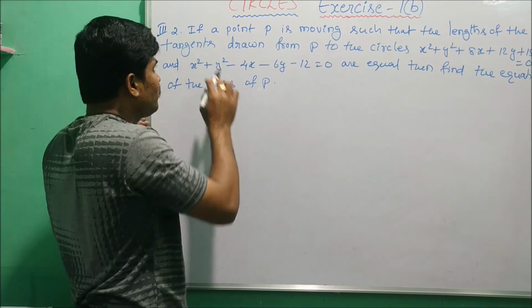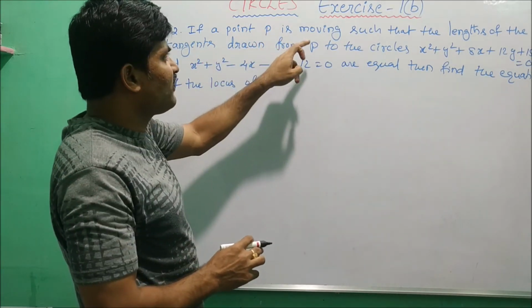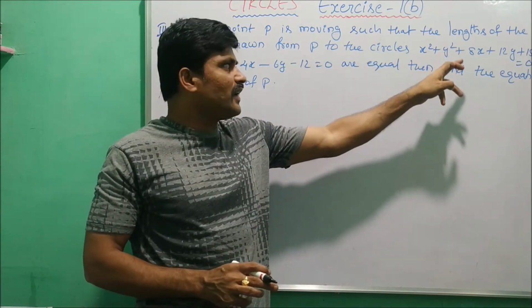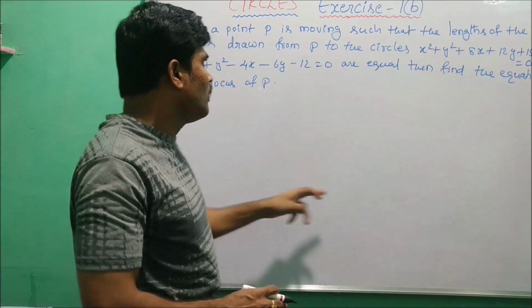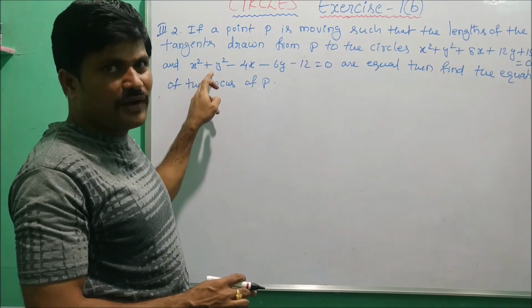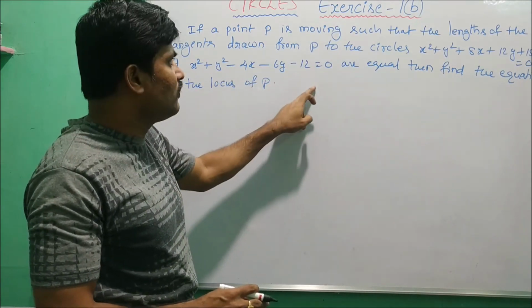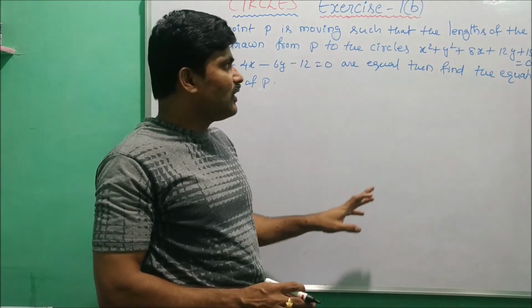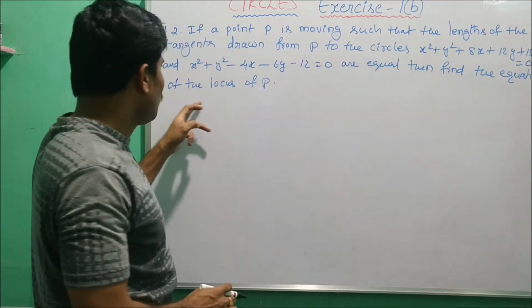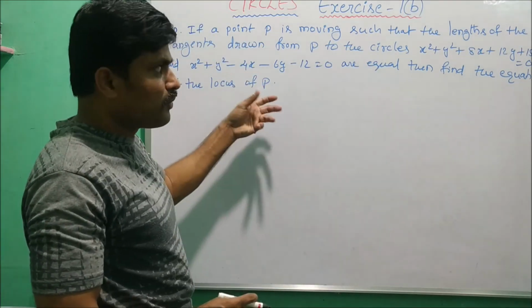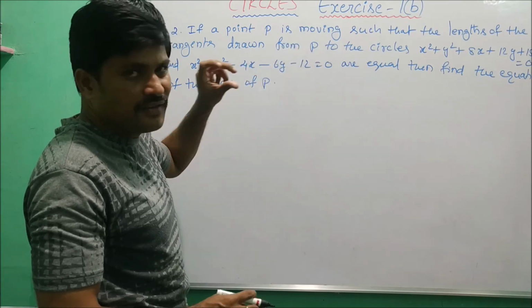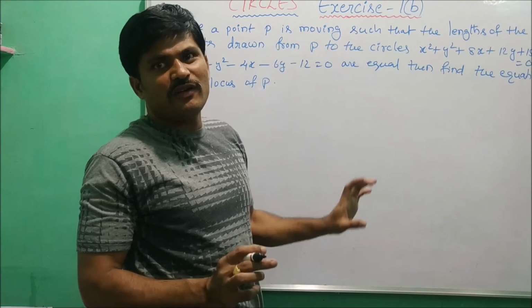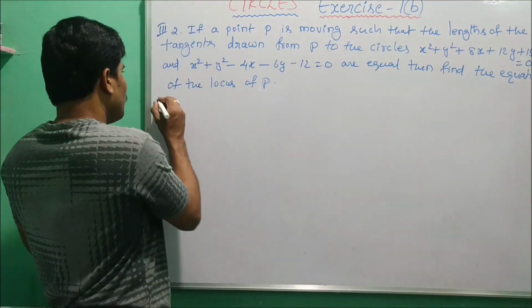So the second one is, if the point P is moving such that the lengths of the tangents drawn from P to the circles x square plus y square plus 8x plus 12y plus 15 equal 0, and the second circle x square plus y square minus 4x minus 6y minus 12 equal 0, are equal, then find the equation of the locus of the point P. In the previous problem, the given ratio of the lengths of the tangents was 2:3. In this problem, the lengths are equal, and we use that condition. Now we go to the solution.